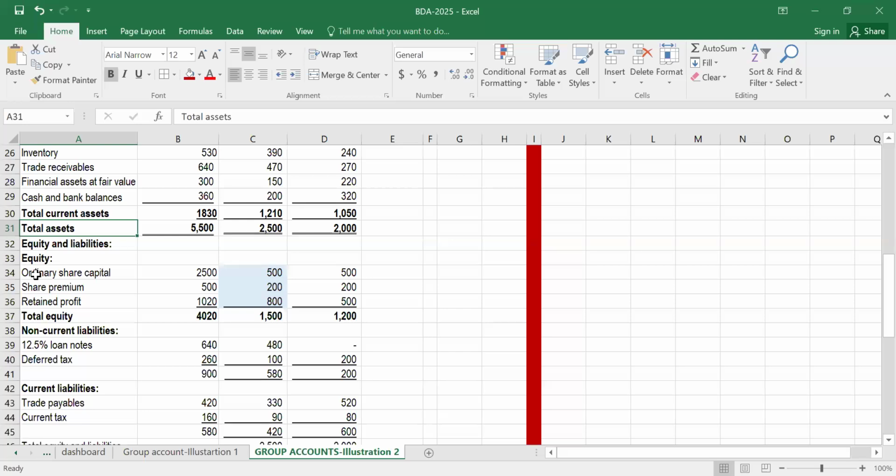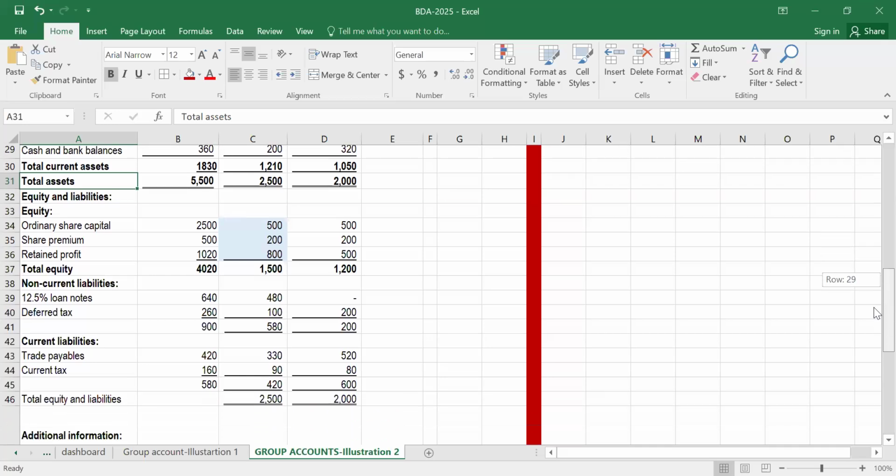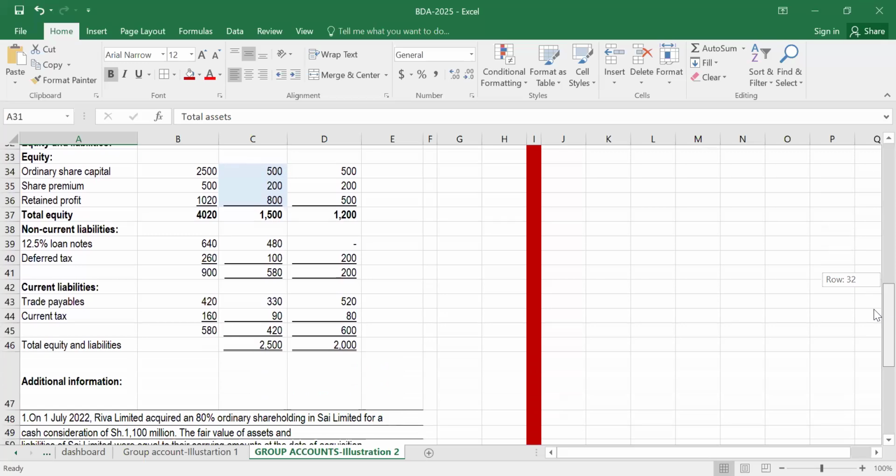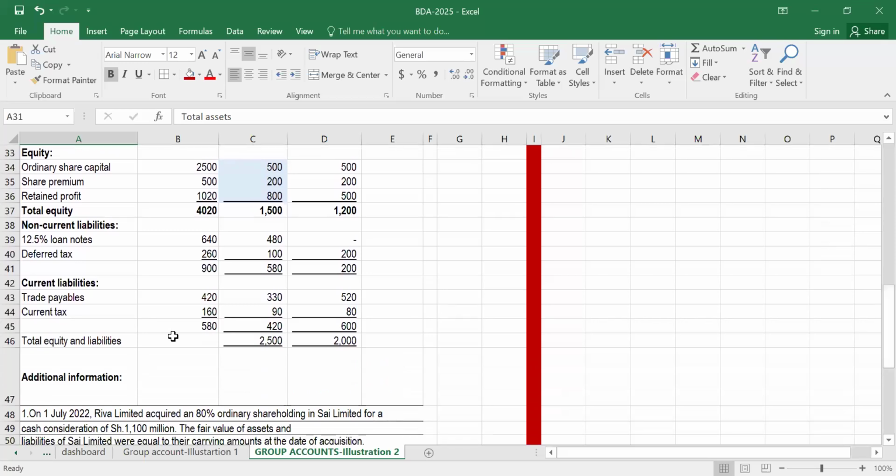At the non-current liabilities, we have 12.5% loan notes. Then we have the deferred tax. And then we have the current liabilities, which include trade payables, current tax. And then we have the total equity and liabilities, basically for the three companies here.